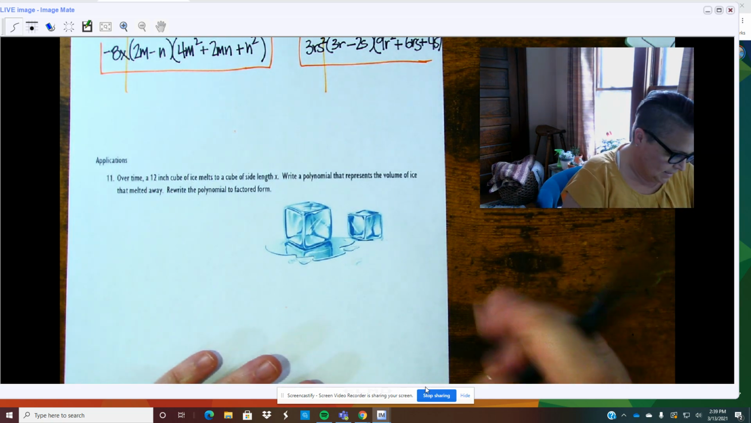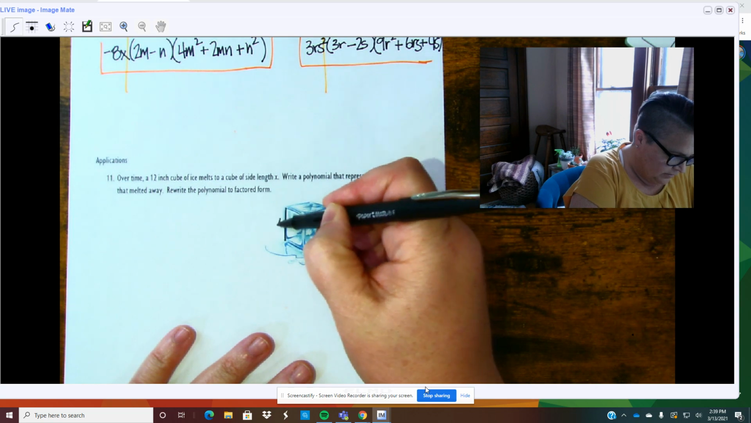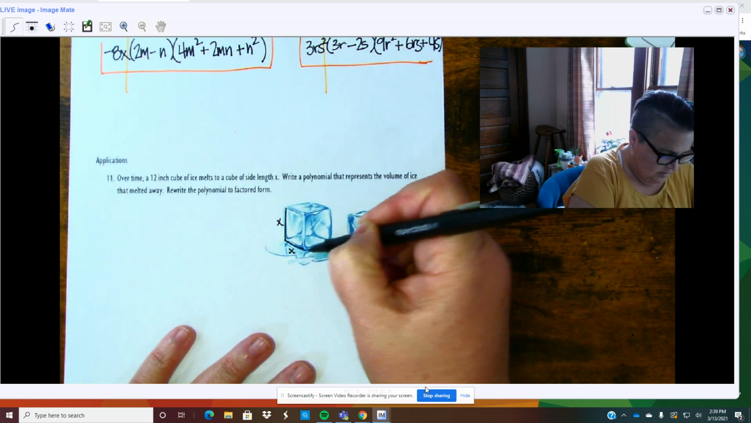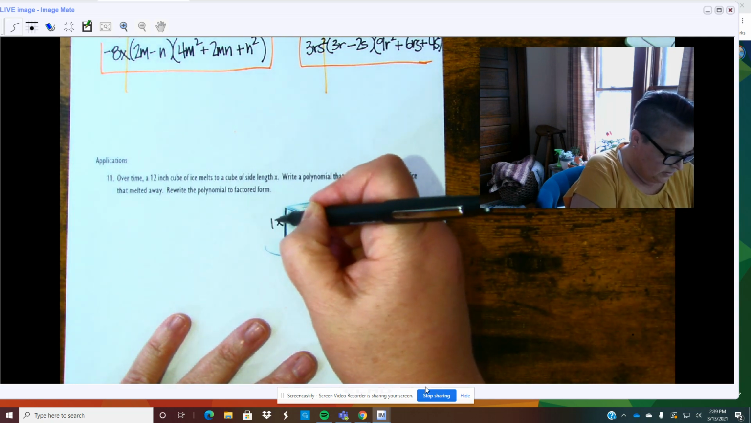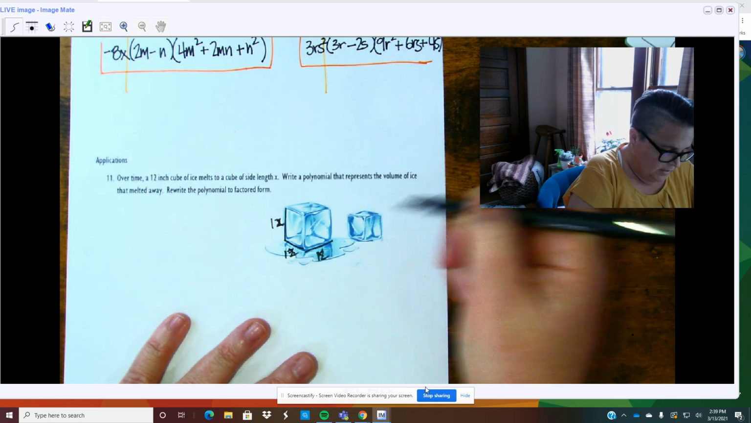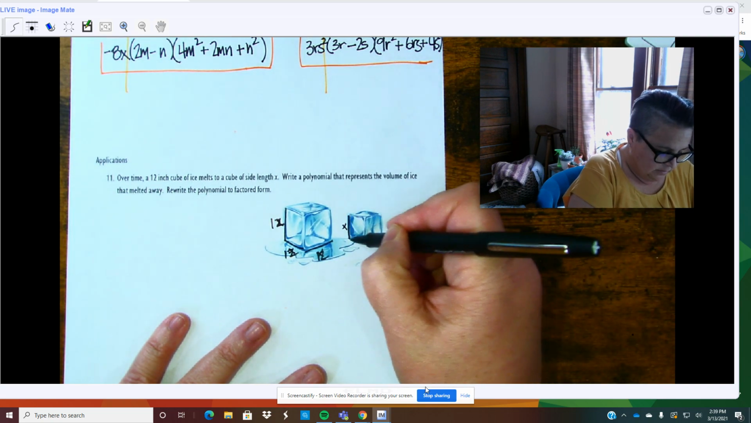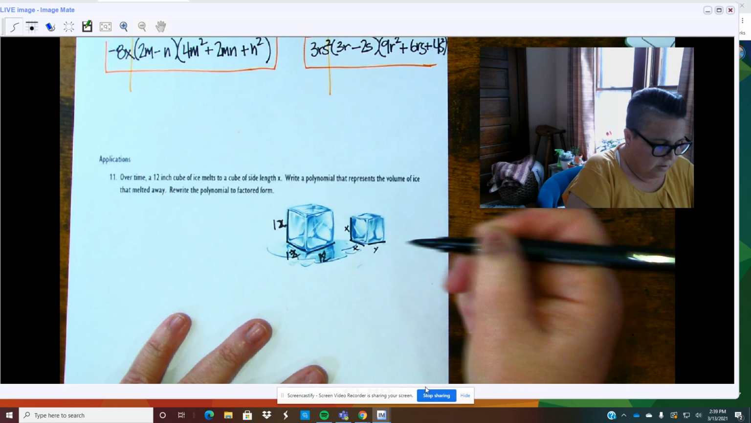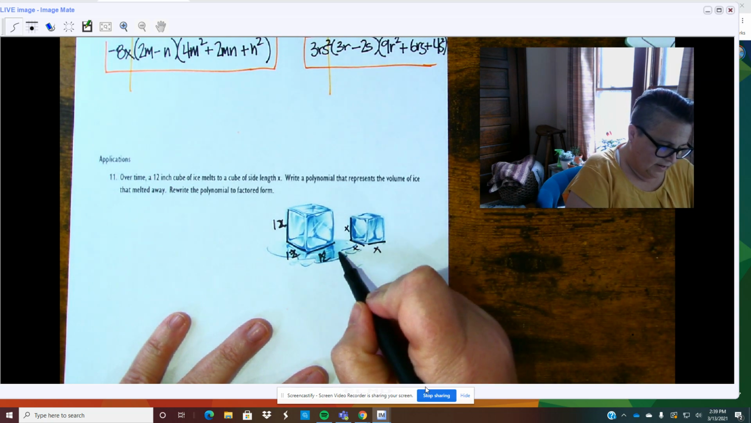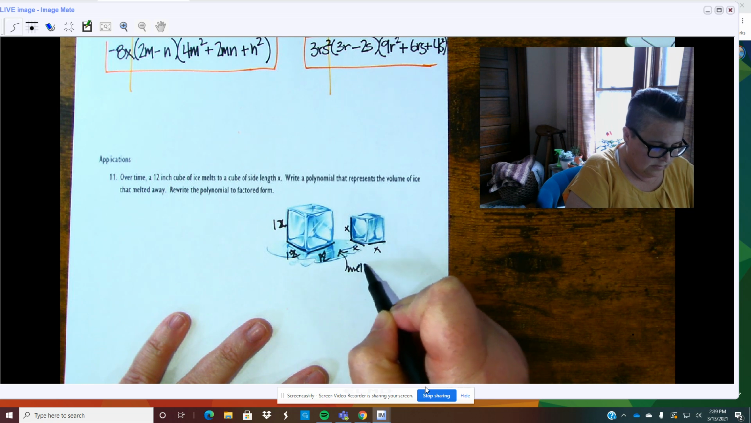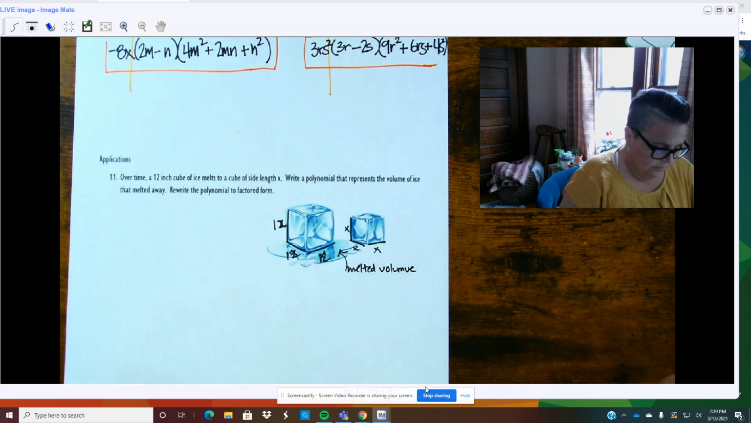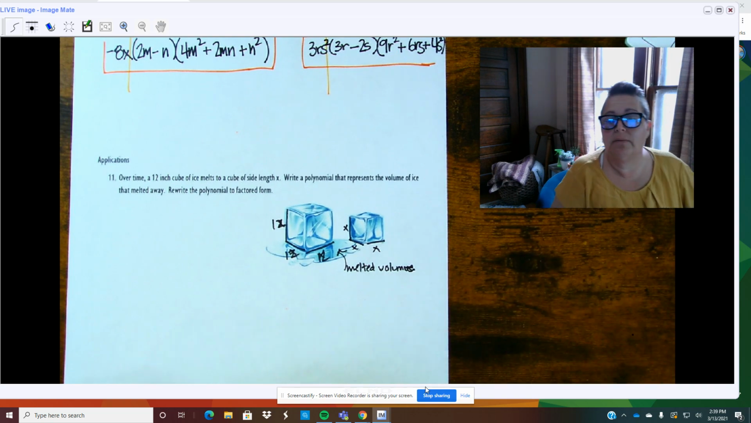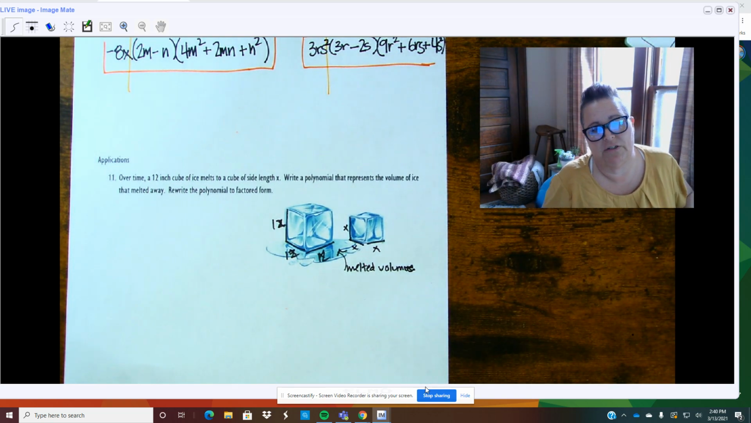Okay, so the idea here is that this is going to be a cube of side x. Oh no, it's 12. This is the 12-inch cube. Okay, 12, 12, 12, and it's going to melt away to be x. Oh, okay. So they want us to find all of this melty stuff, the volume. So how do we find the melted volume? Well, it's the difference between the two cubes.